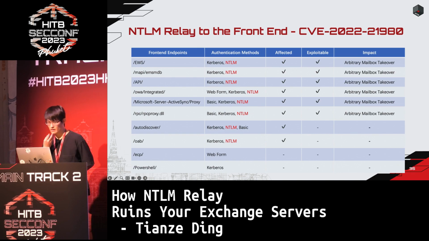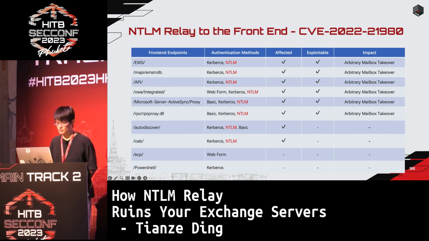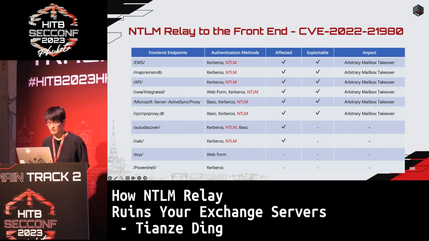Here, I give a table to show which endpoints are affected by this vulnerability and which endpoints can be exploited. All front-end endpoints that support NTLM authentication and support email access can be exploited. We can see these endpoints include EWS, MAPI, REST API, OWA, ActiveSync, RPC. All of these can be exploited to take over any user's mailbox to read their emails, download their attachments, etc.